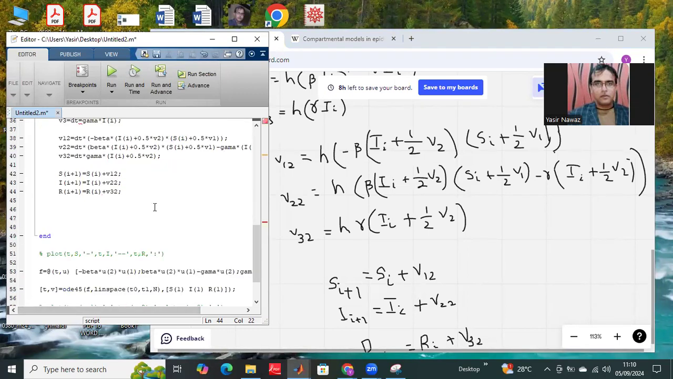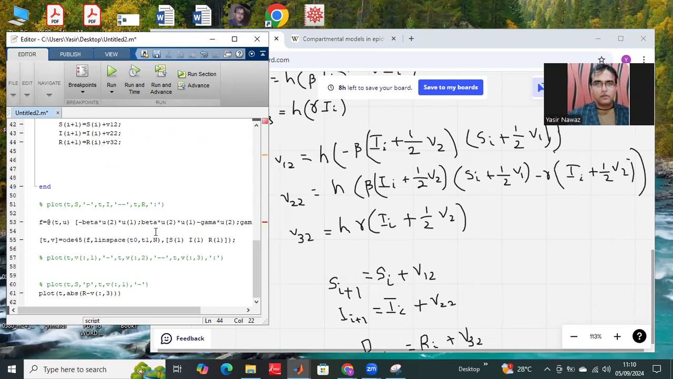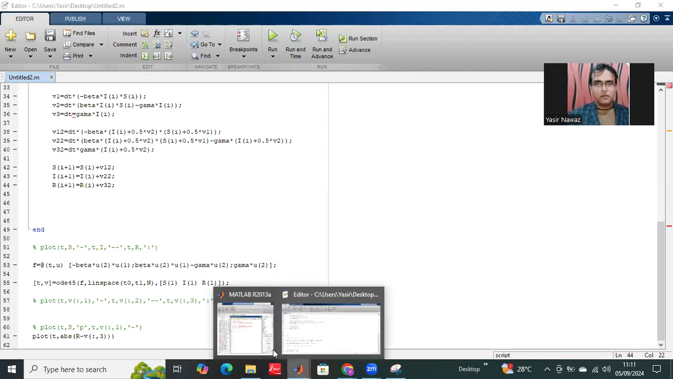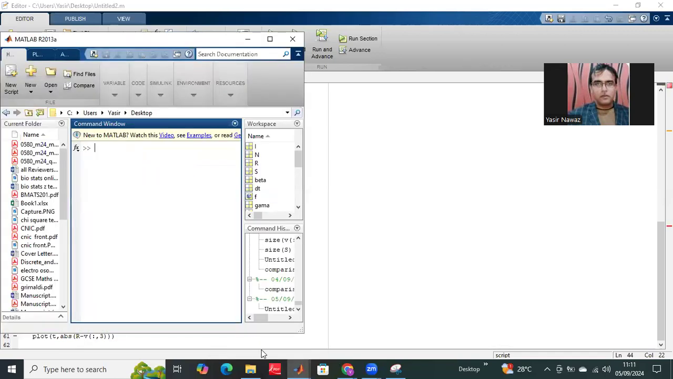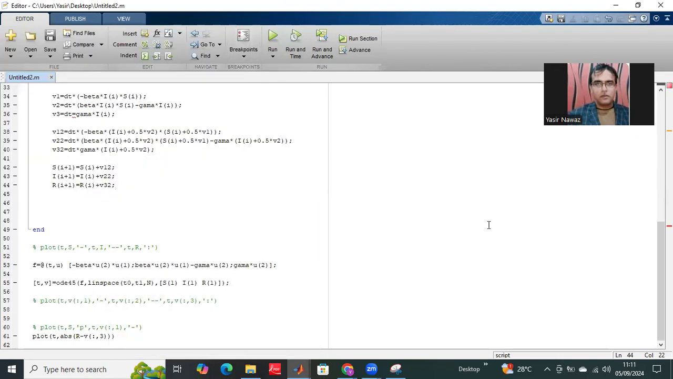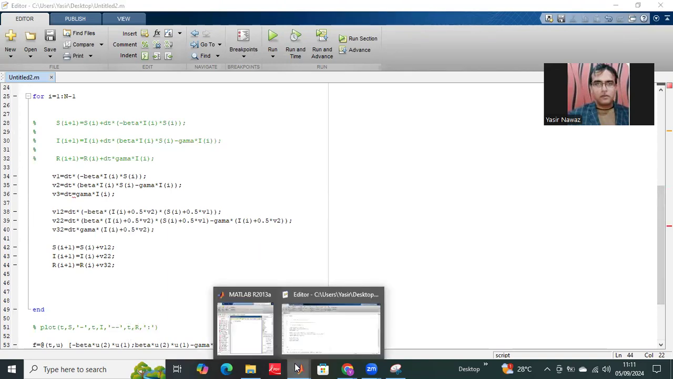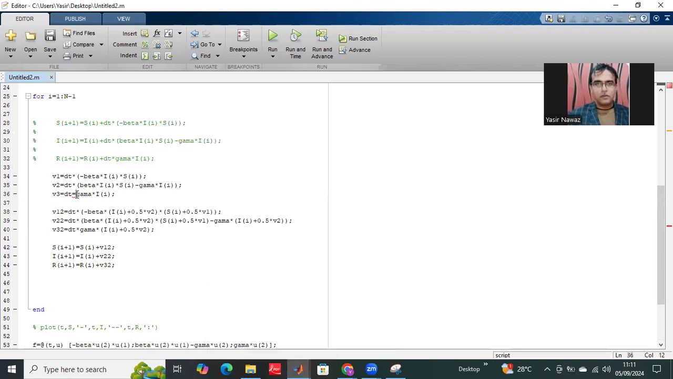So this is the method. I can compare the result with the ODE45 MATLAB solver. If I do that, what will I get? I run the code. So here is the problem. Instead of multiplication, I wrote an equal sign.